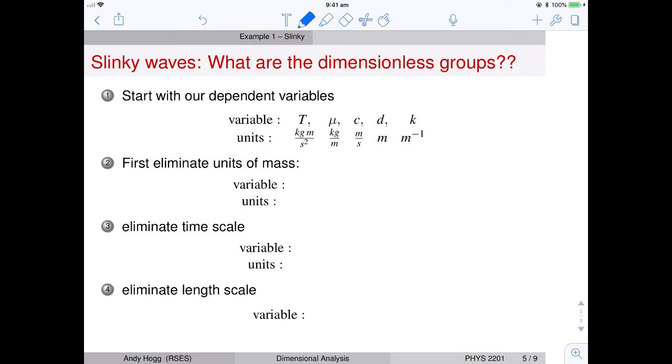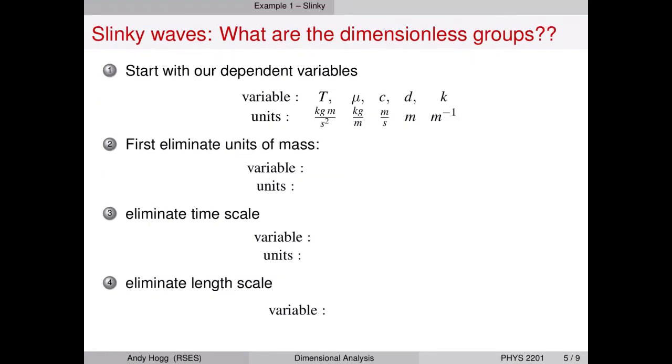Now, to find the dimensionless parameters for the slinky case, what we'll do is start out with a list of the variables and their units, which we already have. Then I'll work through the variables to eliminate units. In this case, it's easiest to first eliminate mass. We do this by dividing T by mu, giving a variable which has units of meters squared per second squared. In this case, c, d and k are unchanged, and we've reduced the problem to 4 variables and just 2 independent quantities.